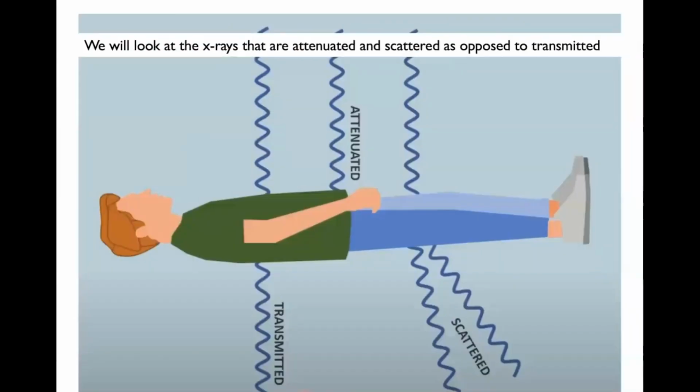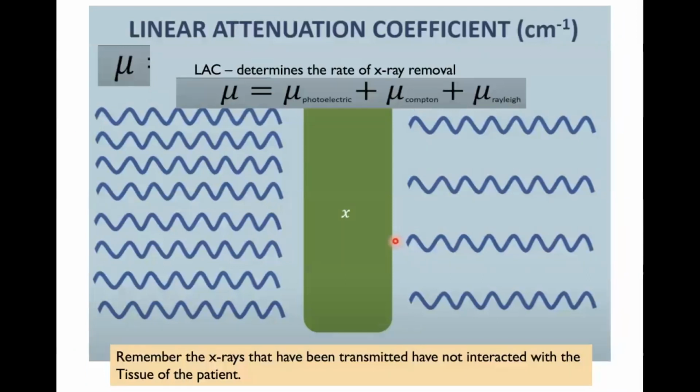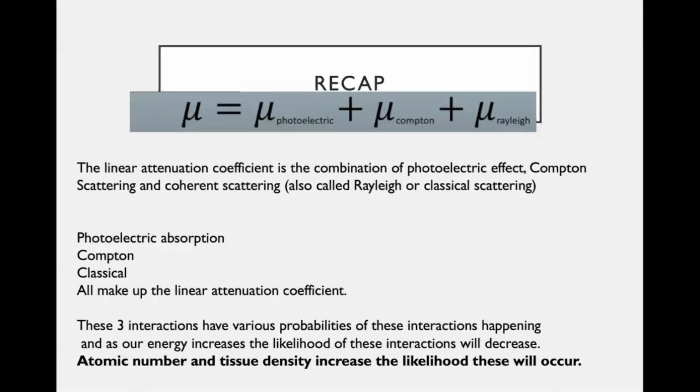So we look at X-rays that are attenuated and scattered as opposed to transmitted. So the linear attenuation coefficient determines the rate that X-rays are being removed. And it's a combination of the photoelectric effect, Compton scattering, and coherent scattering. All three make up the linear attenuation coefficient.